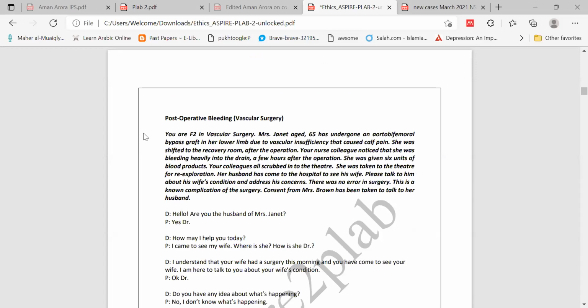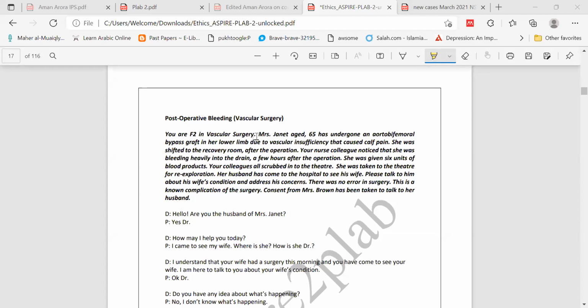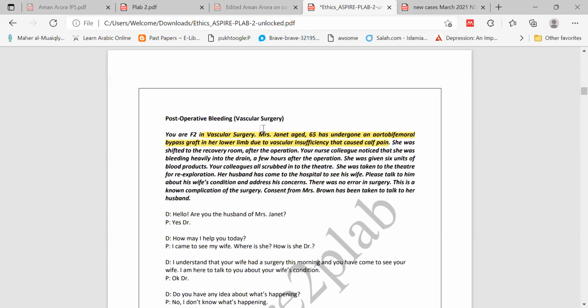Post-operative bleeding, vascular surgery. You are an F2 in vascular surgery. Mrs. Janet, age 65, has undergone an AF bypass surgery in the lower limb due to vascular insufficiency that caused calf pain. You are in vascular surgery. Janet had a surgery, so that's the information that is public. Everyone knows Janet has had a surgery of the leg due to insufficient blood.